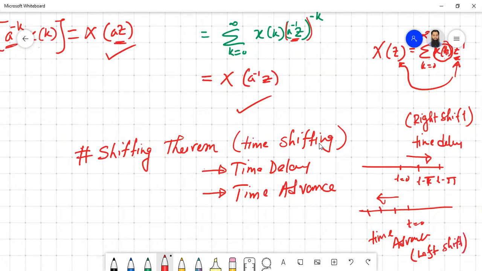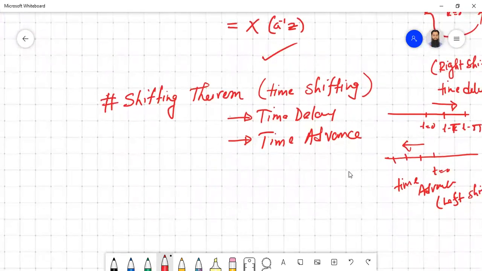Okay, so there are two theorems associated with this, and the derivation itself is a bit involved, as well as the understanding. So how can we derive this one? That's the first question. And secondly, how can we go about implementing it? Okay, let us go with time delay first.